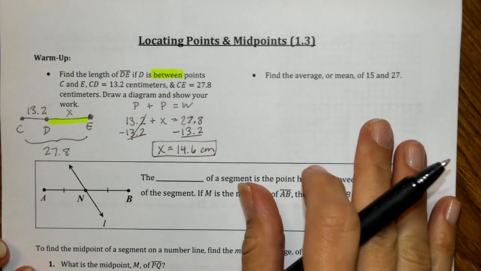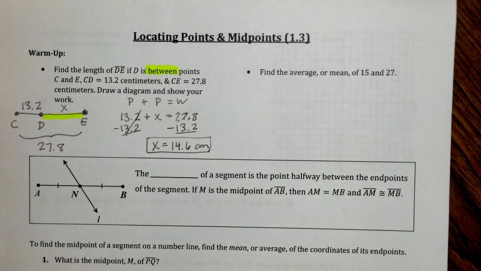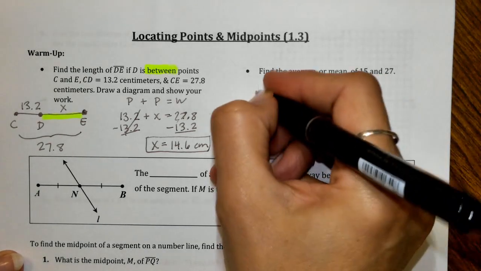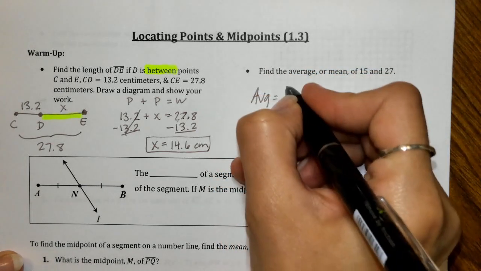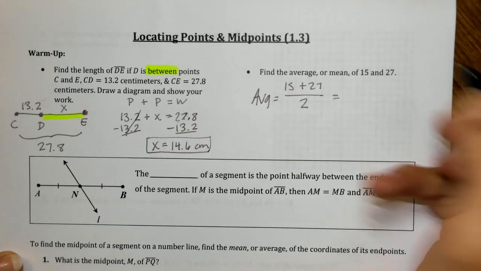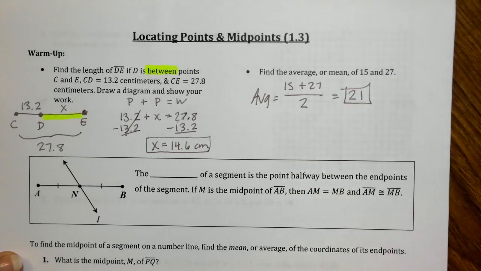The next one, we are going to find the average, also known as the mean, of 15 and 27. This will be very important. We're going to see this in today's lesson. For the average, we add the two together and divide by the number of numbers there are, which is 2. So here, the average will be 15 plus 27, divided by 2, and we're going to get 21.